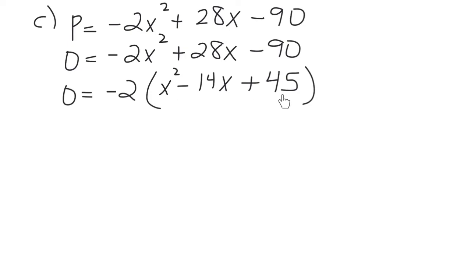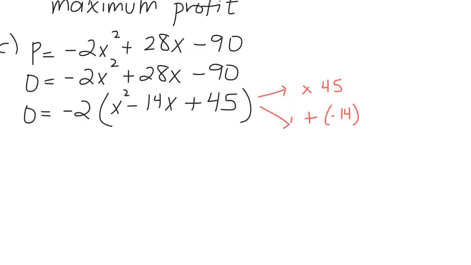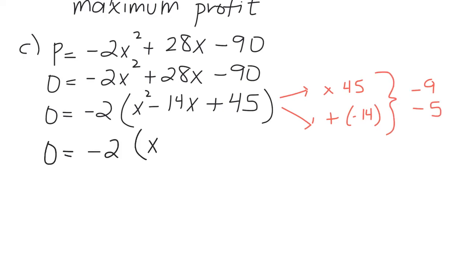So I'm going to try to factor it using the product and sum method. What this means is that I'm looking for two numbers that are going to multiply to give me 45. 45 is my C value. But I also need those same two numbers to add up to negative 14. And negative 14 is my B value. So there is a number combination that will work, and that is going to be negative 9 and negative 5. So I'm going to take my two factors and write them in brackets. So I've got (x minus 9)(x minus 5).